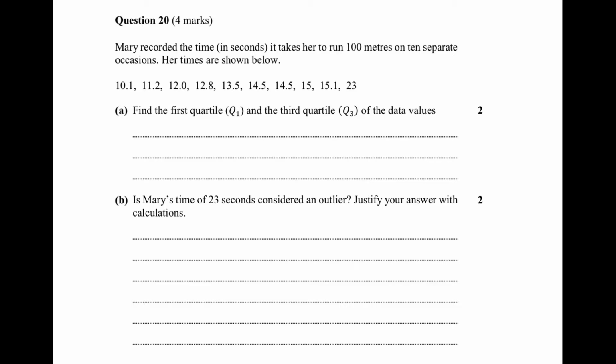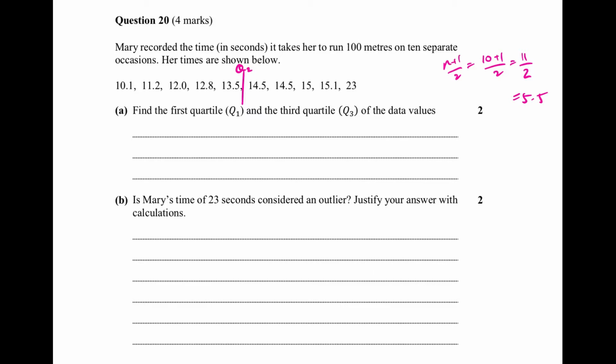So my median is going to occur here between the 5th and 6th number, and I just determine that by doing n plus 1 over 2. Okay, so between the 5th and 6th. So this is Q2, my median.